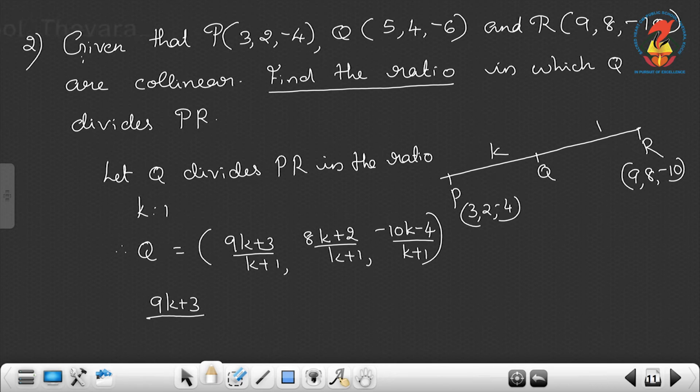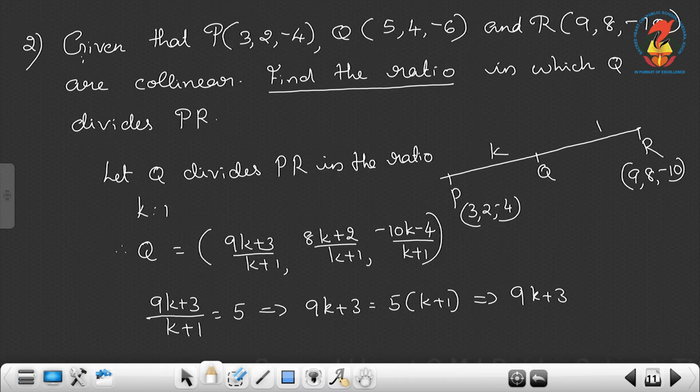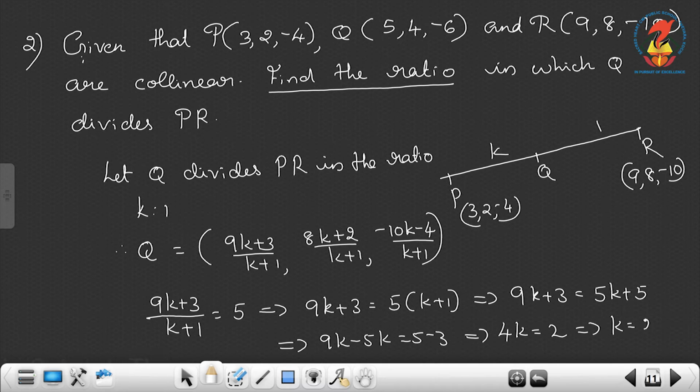9k plus 3 by k plus 1 is equal to, here I am taking the x coordinate. So, x coordinate is equal to x coordinate, which implies 9k plus 3 is equal to 5 into k plus 1, or which implies 9k plus 3 is equal to 5k plus 5. Take to the left side, 9k minus 5k is 5 minus 3, which implies 4k is 2.